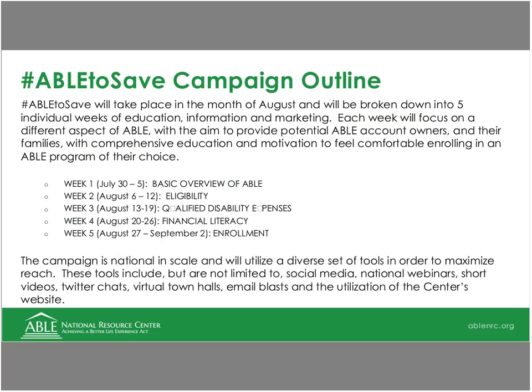Very quickly, I just want to give a quick outline of the campaign. Again, it's going to take place throughout the entire month of August. We've broken the campaign down into 5 individual weeks of education, information, and marketing. Each week will focus on a different aspect of ABLE, with the aim to provide potential ABLE account owners and their families with comprehensive education and motivation to feel comfortable with enrolling in an ABLE program.